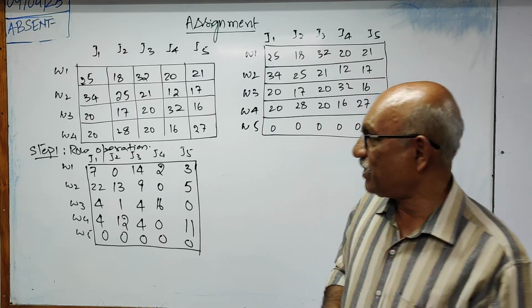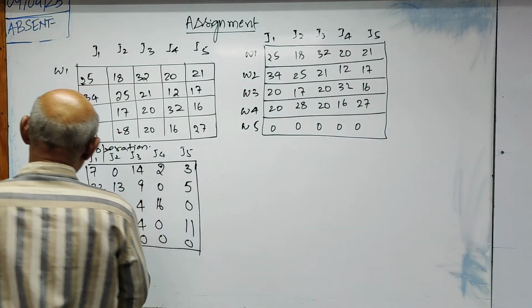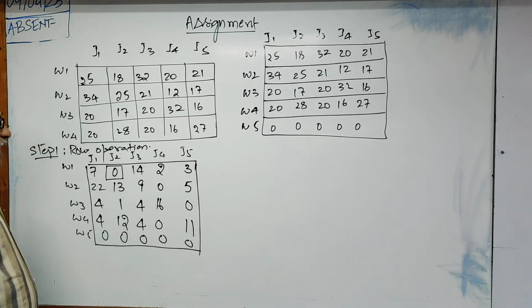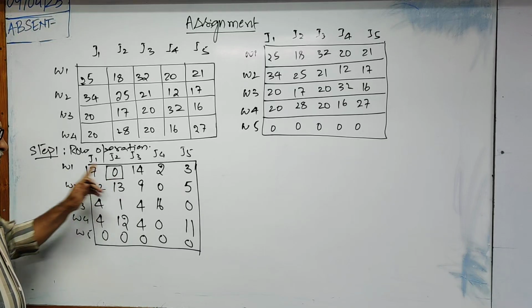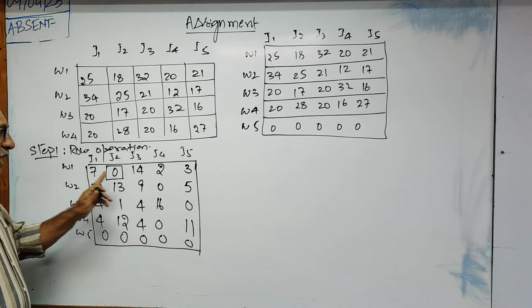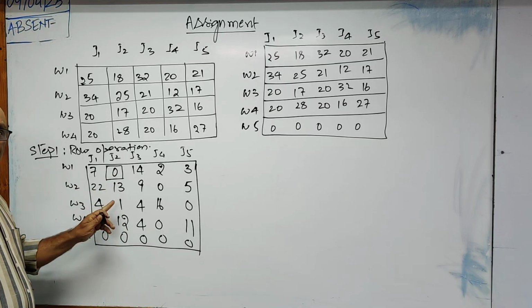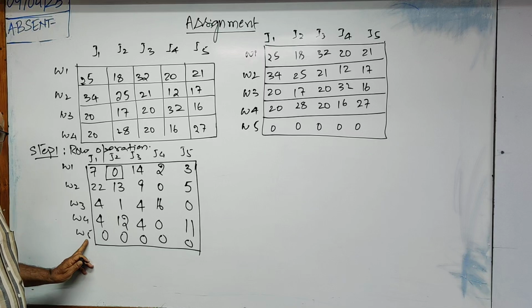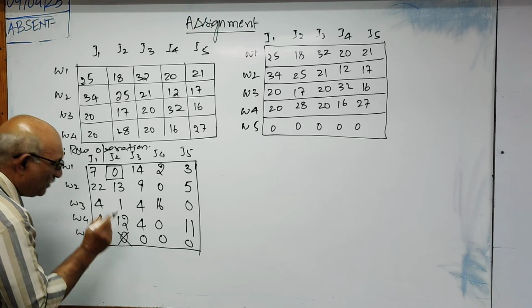Identify the row with exactly 1 zero. The first row has only 1 zero. Assignment is given here. It means job number 2 is assigned to the first worker. But look at your calculations. Job number 2 can also be assigned to worker 5. So this option I am eliminating from the picture.